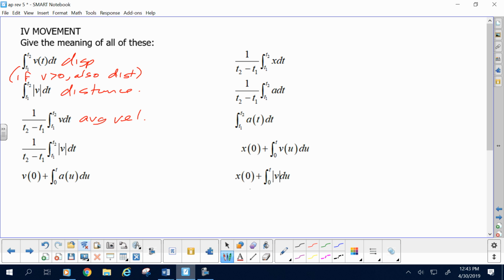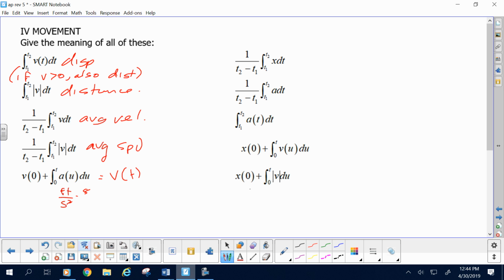Next one. Average speed. Last one, that's initial velocity plus, now this, think units, never forget to use units as a standby. Acceleration, say it was feet per second squared, time was seconds. Wouldn't that be feet per second. So it's initial velocity plus change in velocity. That's velocity at time t.